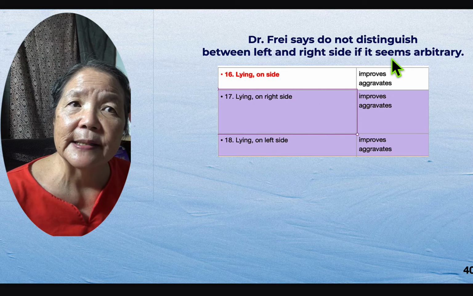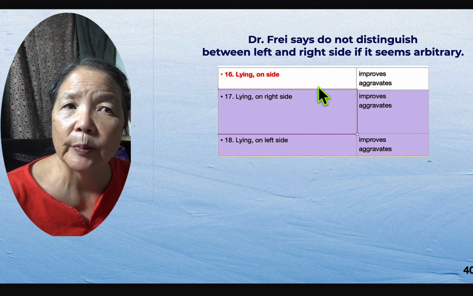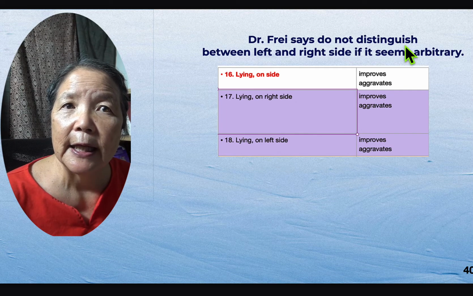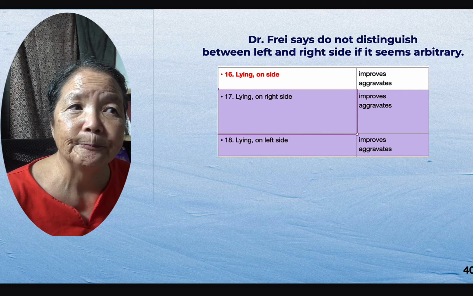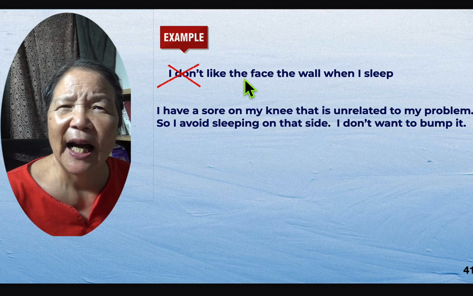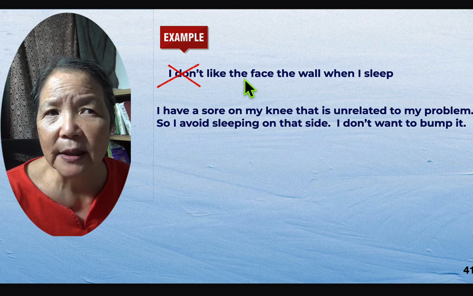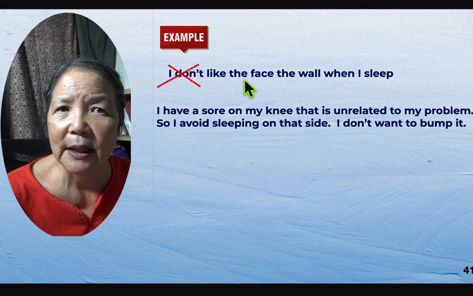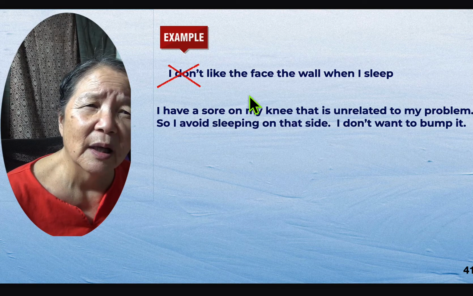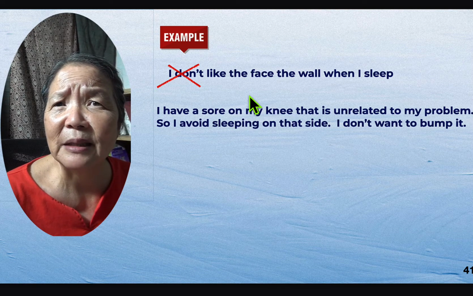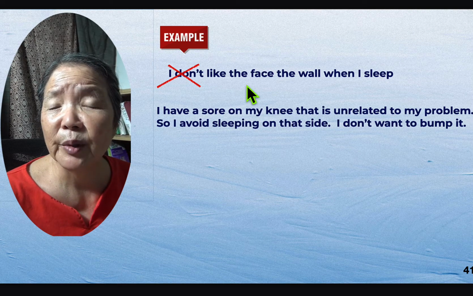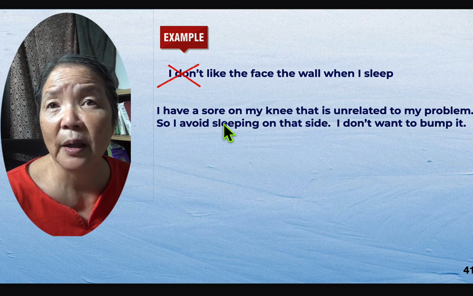Dr. Fry says not to distinguish too sharply between the left and the right side if it seems arbitrary. If someone says, "I don't like to sleep on my left side, I sleep on my right side," and you ask, "Is there any other reason for that?" "Oh, I don't like to face the wall when I sleep." Oh, that's an arbitrary reason. It has nothing to do with the rest of their body.